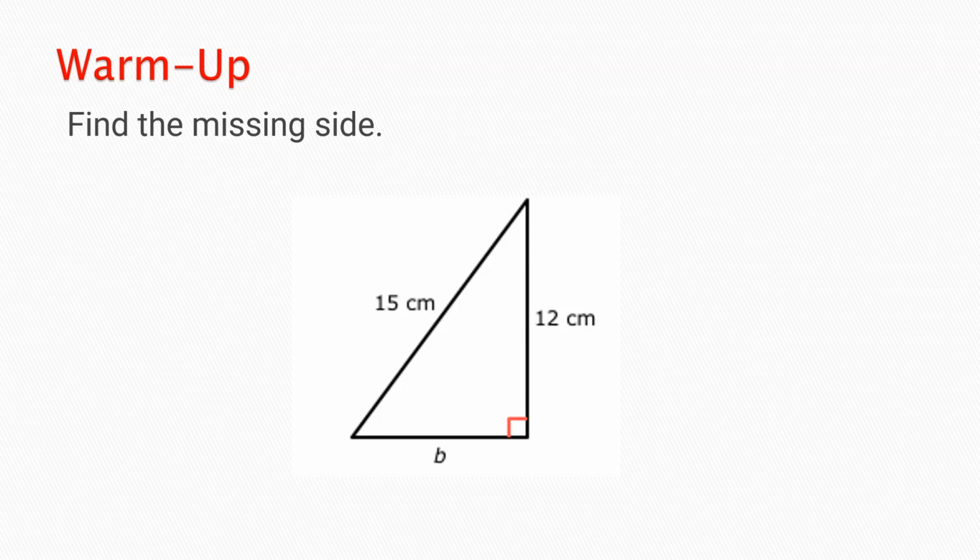So at this point, guys, take a minute, see if you can find the missing side. This is where you have to use the Pythagorean theorem, what we talked about yesterday, a squared plus b squared equals c squared. Take a minute, try it on your own. When you're ready to see the solution, go ahead and hit play.